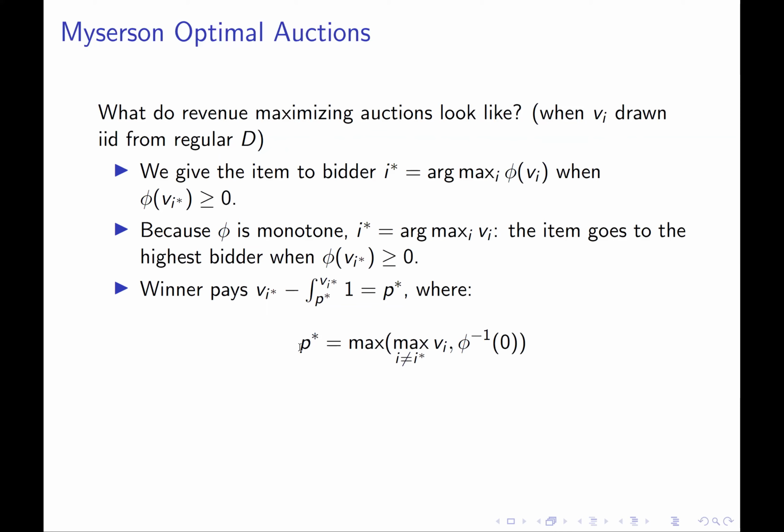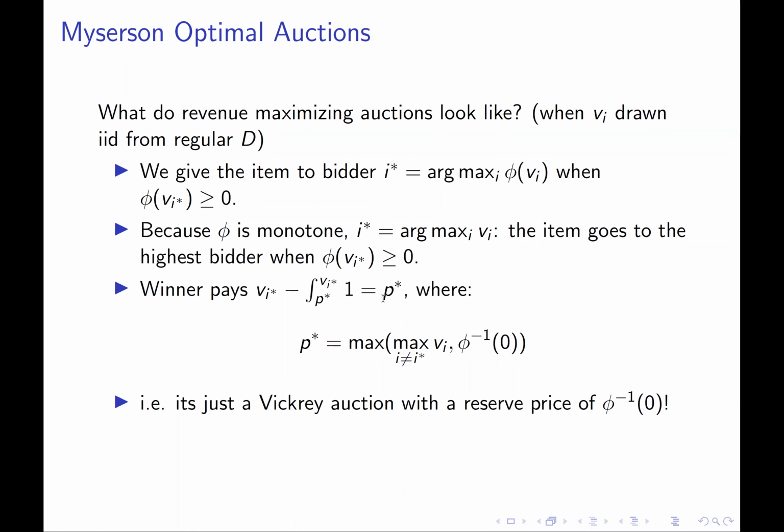And what's that? Well, there are 2 thresholds you need to cross in order to be the winner. First, you have to be the highest bidder, so your value has to be higher than everyone else's bid. And second, your virtual value has to be non-negative, so your value also has to be higher than the inverse of your virtual value function evaluated at 0. If you bid higher than P star, then you win. And so just evaluating our payment rule, the winner pays his value minus the integral from the critical value to his value, and this is just the critical value.